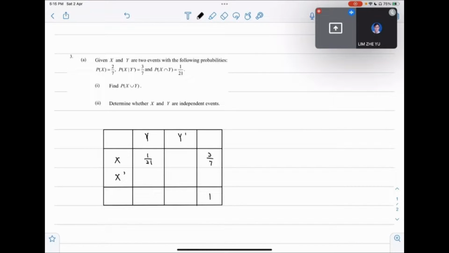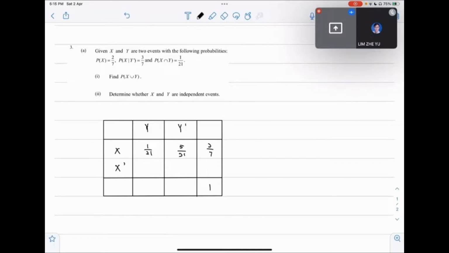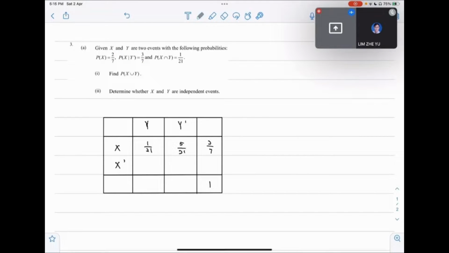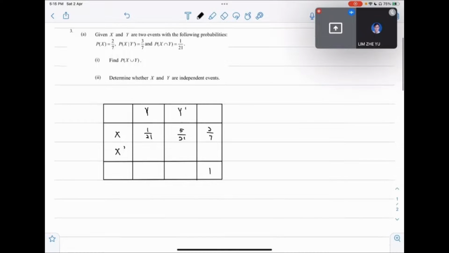We take 2 over 7 minus 1 over 21, which is 5 over 21. And the rest of the data, we can't find it yet, and we'll find it by this information, probability of X given Y prime. As we know, probability of X given Y prime is equal to probability of X intersect Y prime over probability of Y prime.